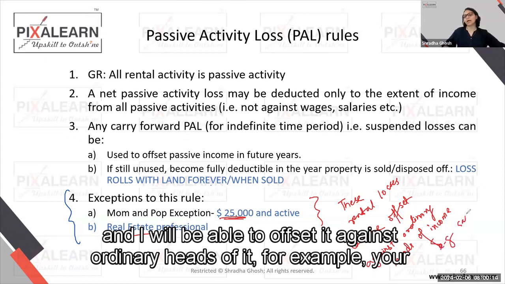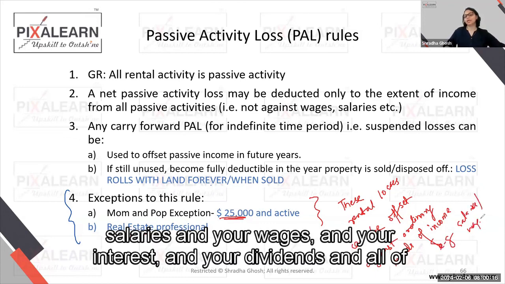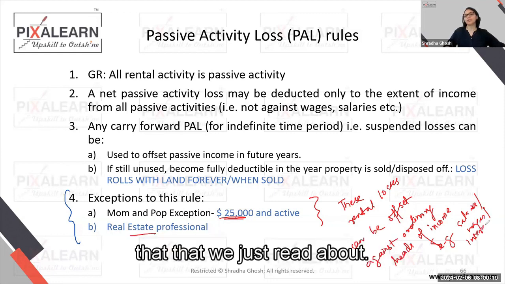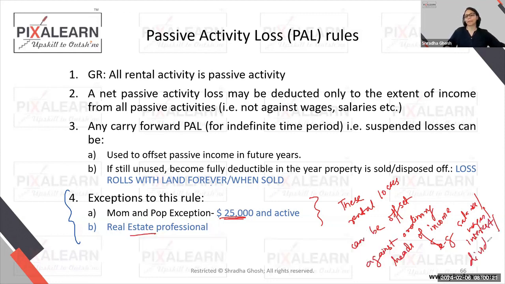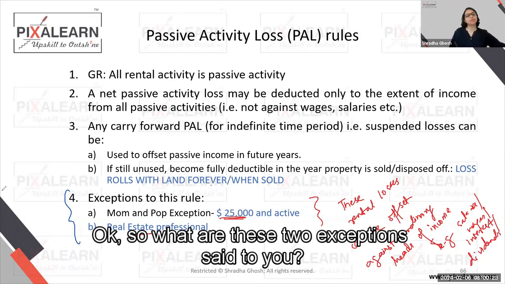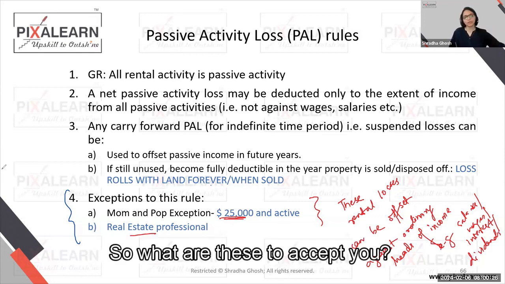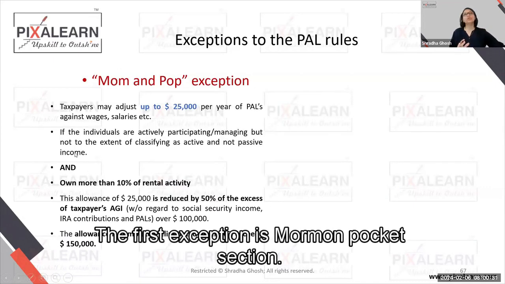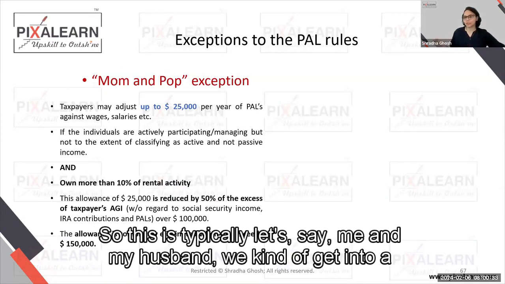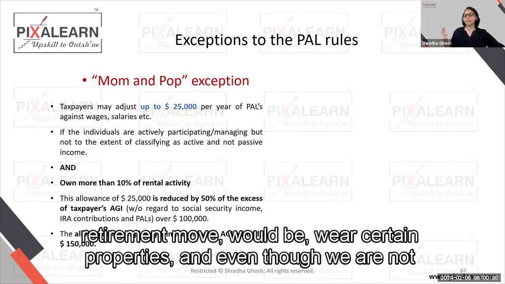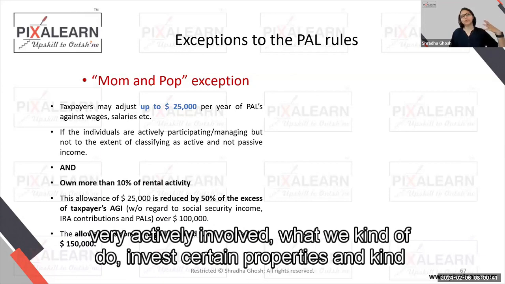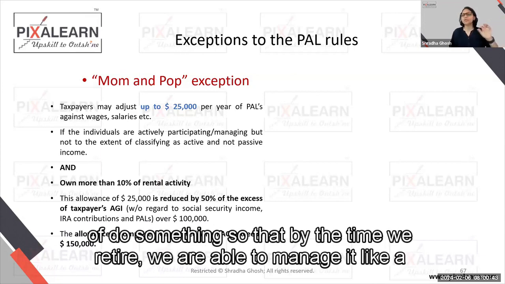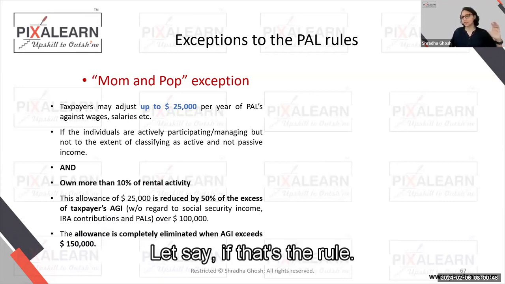For example, your salaries and your wages and your interest and your dividends and all of that we just read about. Okay. So what are these two exceptions telling you? This is what I'm going to get at. The first exception is the mom and pop exception. So this is typically, let's say me and my husband, we get into a retirement mode, we invest in certain properties. Even though we're not very actively involved, we do invest in certain properties so that by the time we retire, we're able to manage it like a service department. Let's say that's the rule.